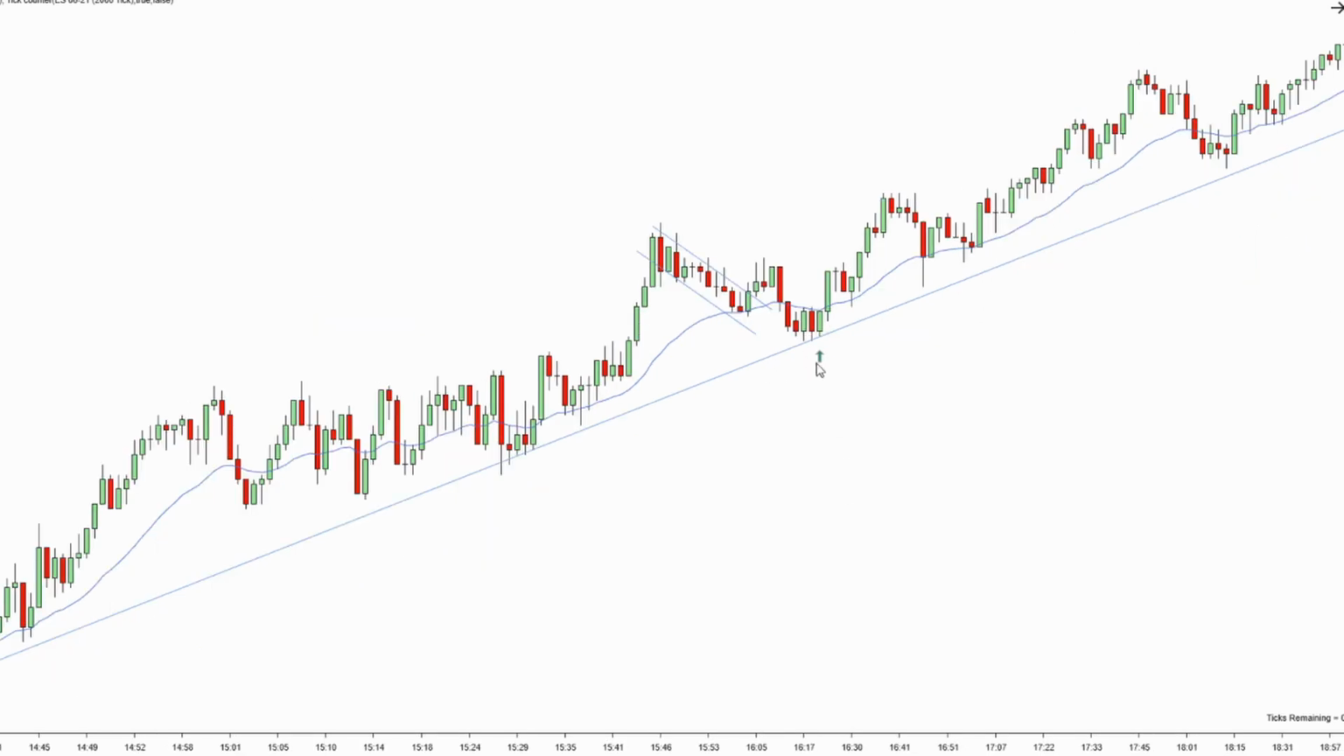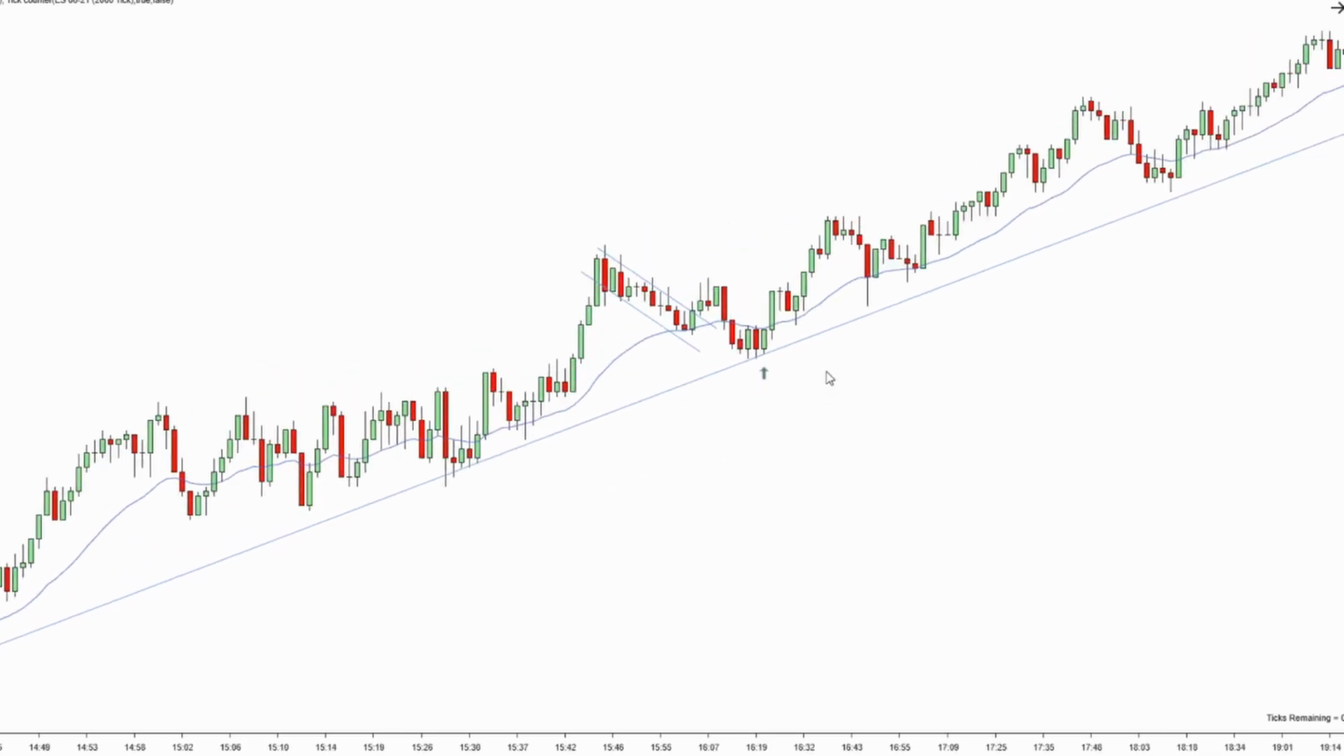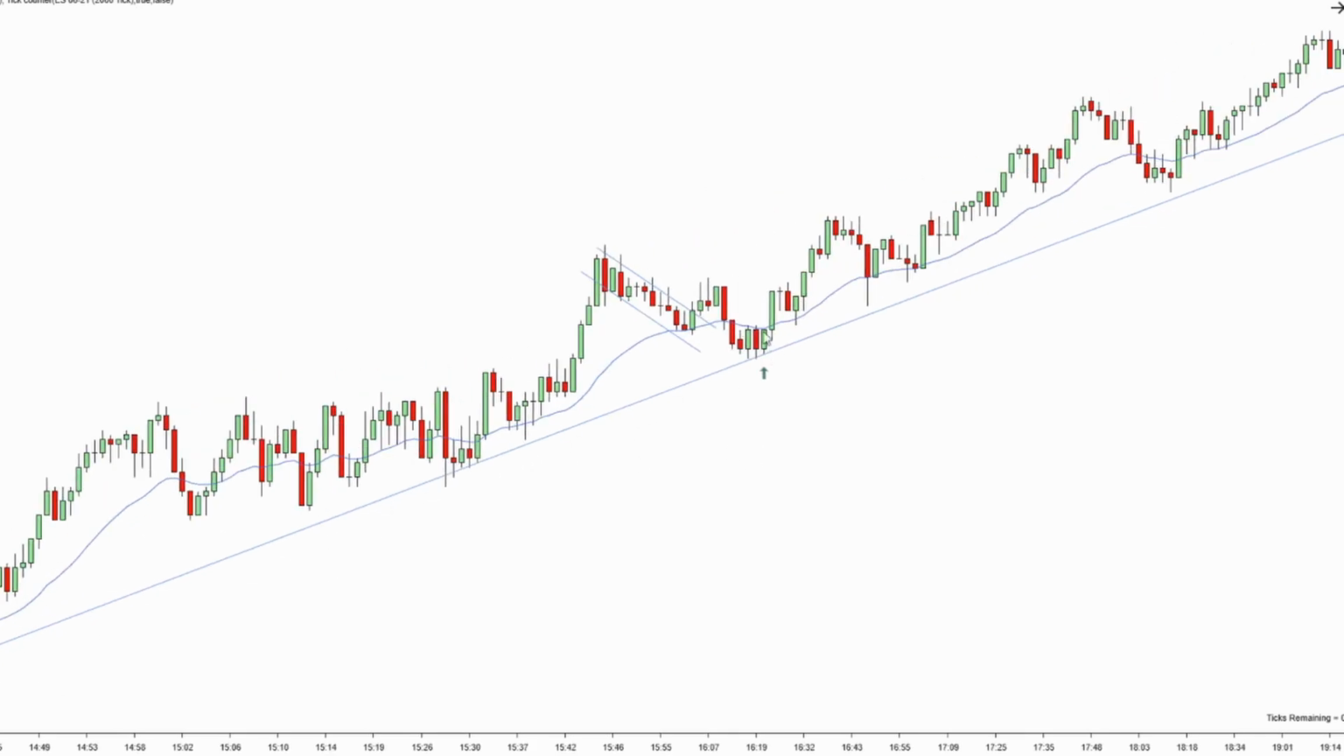Now we're going to dive into the part where I'm going to show you why inside bars are beneficial and why I really like inside bars. So just like you can see on the chart, we are in a bullish uptrend. You can find the trend line fairly easily. It fits nicely. We have this new high working out right here.